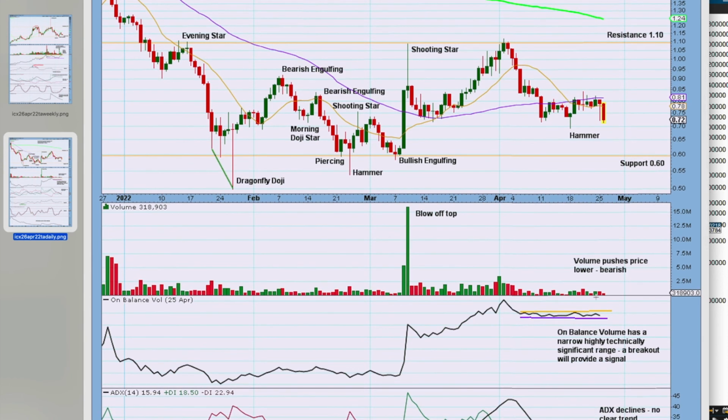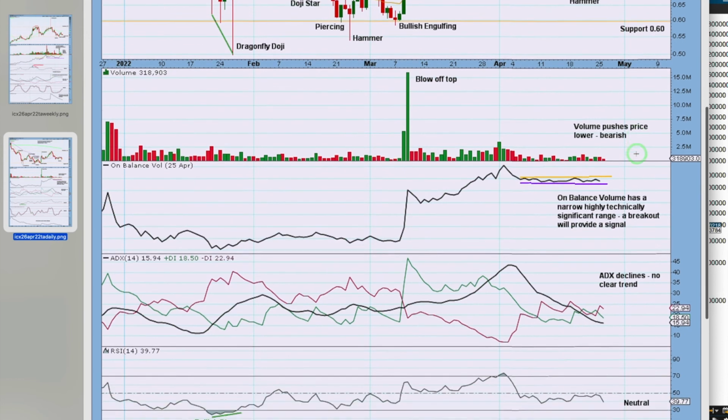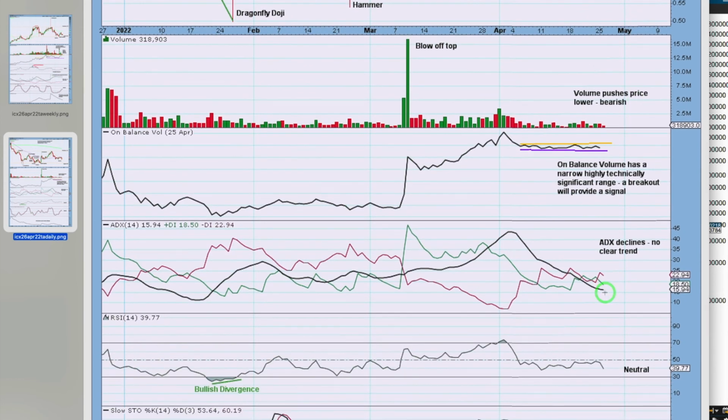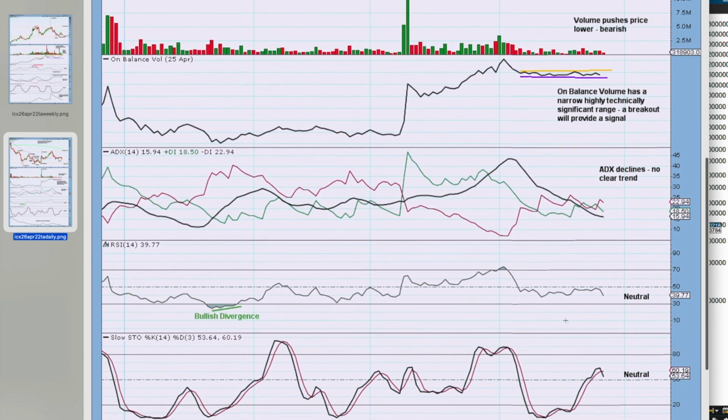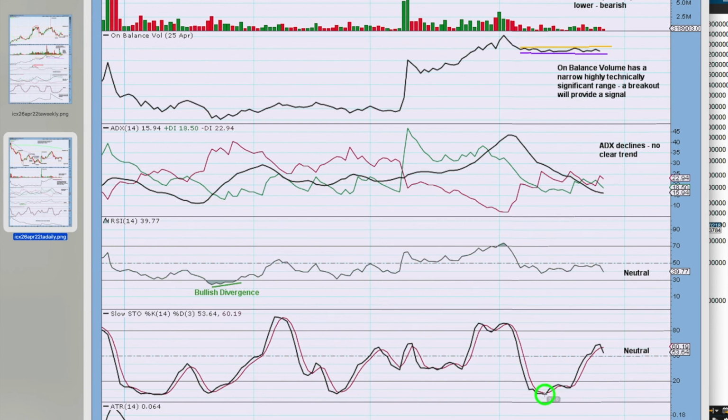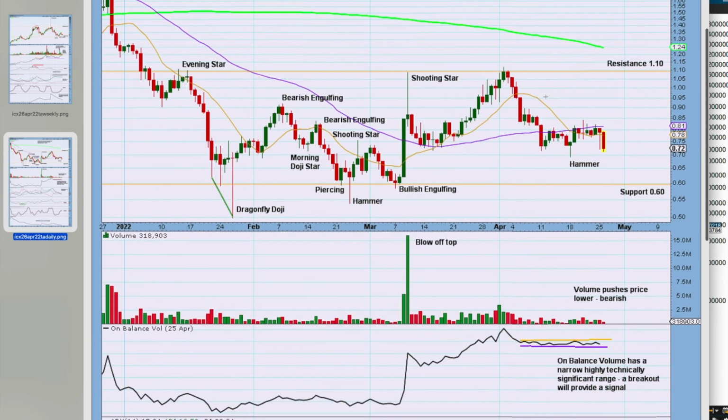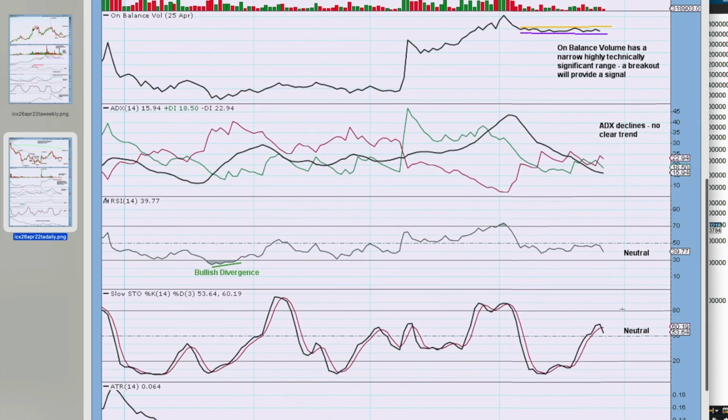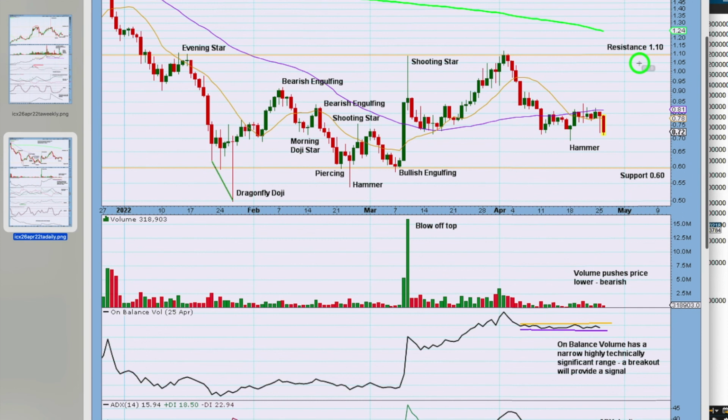Volume for the very short term is pushing price lower, so at the weekly chart level I would expect support about 60 cents to hold. At the daily chart level I'd be looking for that to be tested. There's no clear trend. Stochastics is swinging from oversold, it's reached neutral, price is in the middle. We could be looking at a continuation of an upward swing, but because volume is a bit bearish, I'd be suspecting another test of support actually.